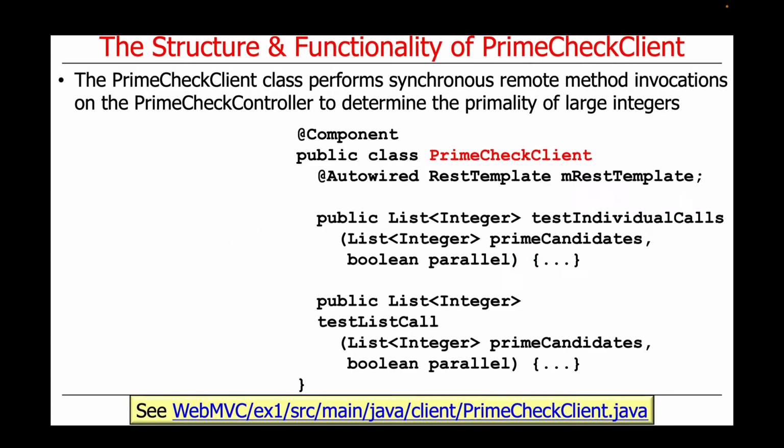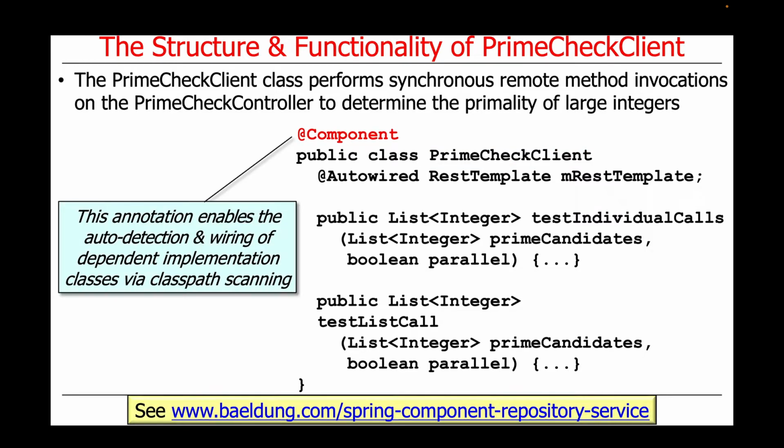The PrimeCheckClient class performs synchronous remote method invocations on the PrimeCheck controller to determine the primality of large integers. You can get this class at the implementation link at the bottom of the slide. It has a component annotation which tells Spring to enable auto-detection and wiring of dependent implementation classes via the Spring class path scanning feature.